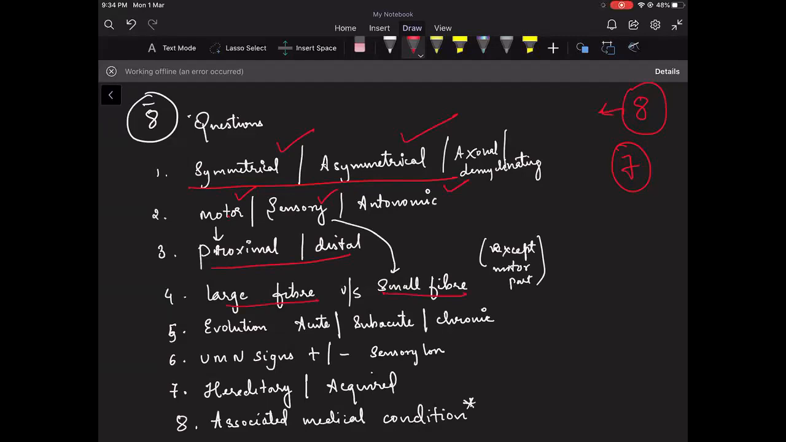Small fibers are associated with pain and temperature, large fibers with proprioception, fine touch, and vibration sense. The large fibers per se, the terminology includes both sensory and motor modality, but we are just talking about the sensory part here. And how has it evolved, acute, subacute, or chronic? Is the patient having associated upper motor neuron signs or not? And after asking all these questions, is it hereditary or acquired? When should we suspect hereditary?